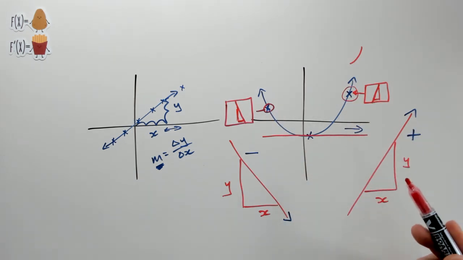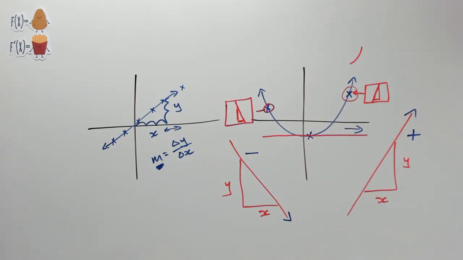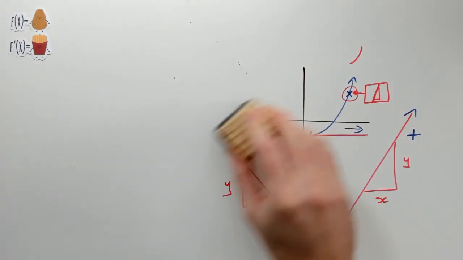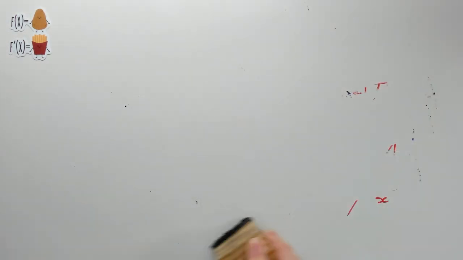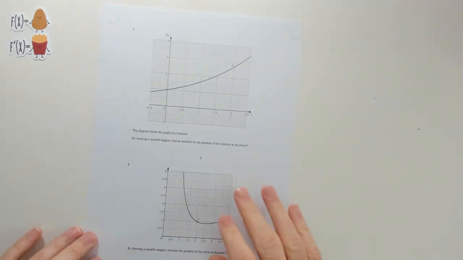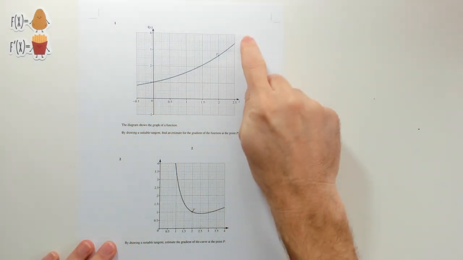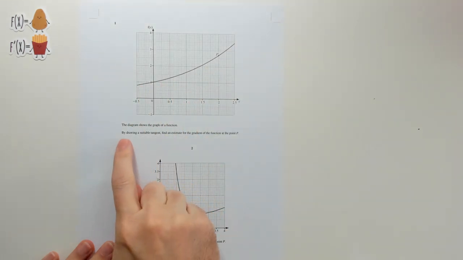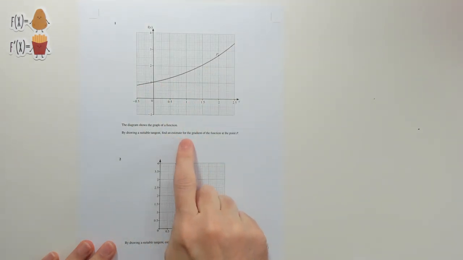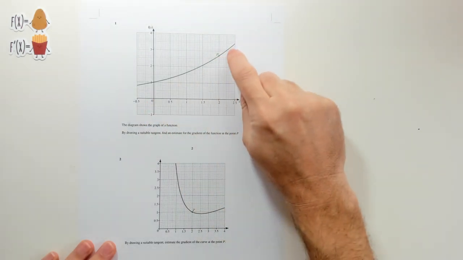So we're first going to see how we do it manually. I kind of already showed how we'll do it manually, but I have a past paper question here that I'm going to put up. This is a typical example of what they can ask you. Actually, two questions. They say the diagram shows the graph of a function. There's a little curved line there. They say, by drawing a suitable tangent, find an estimate of the gradient of the function at point P. That's point P, and we want to find the gradient.